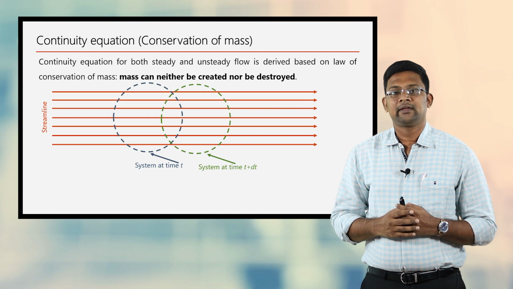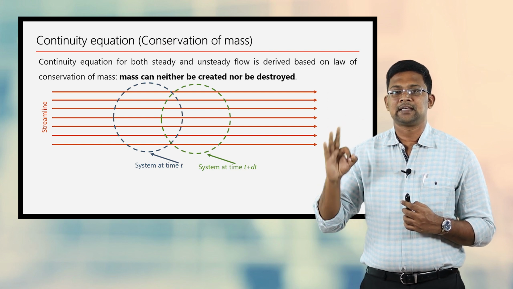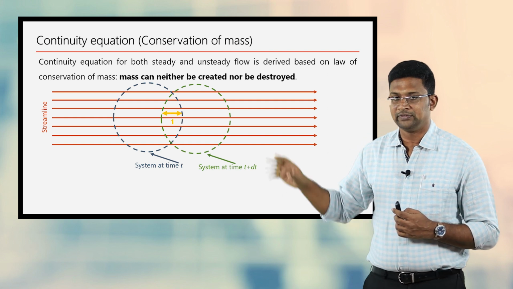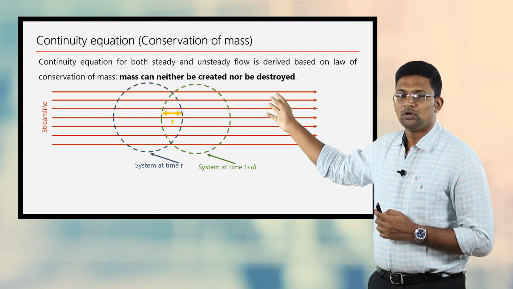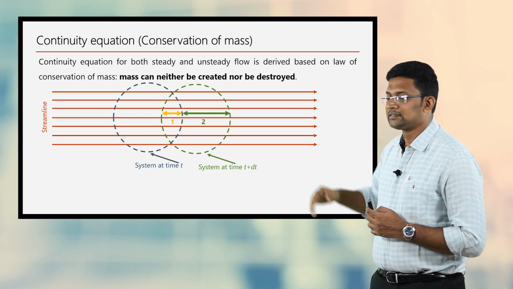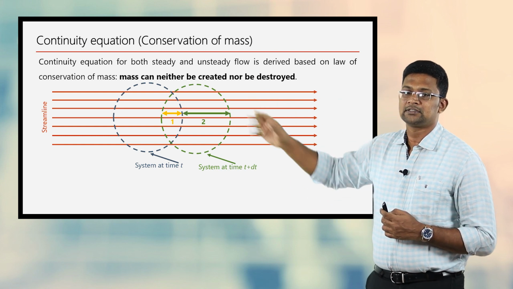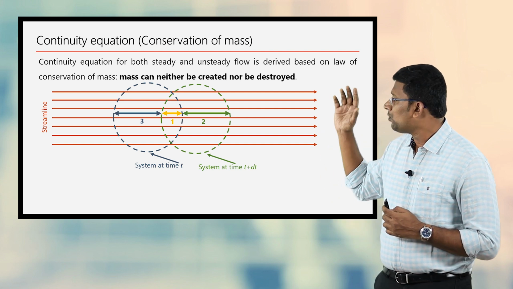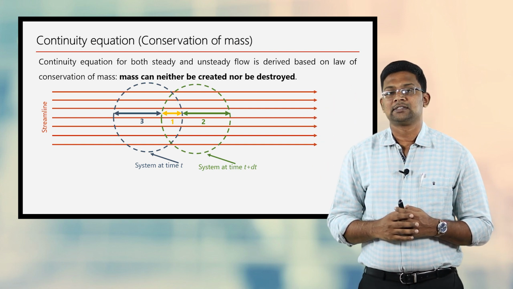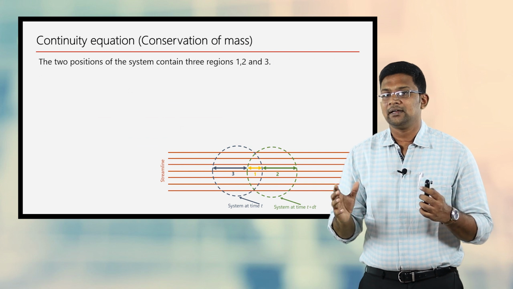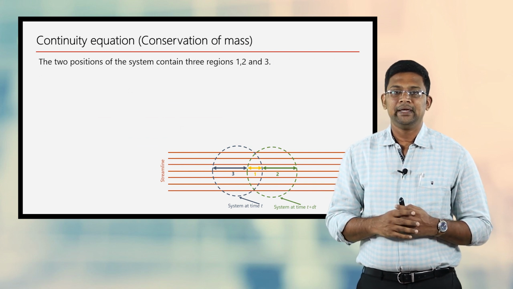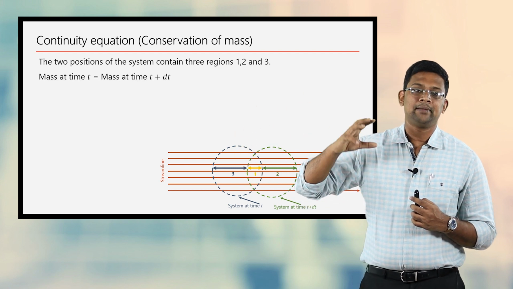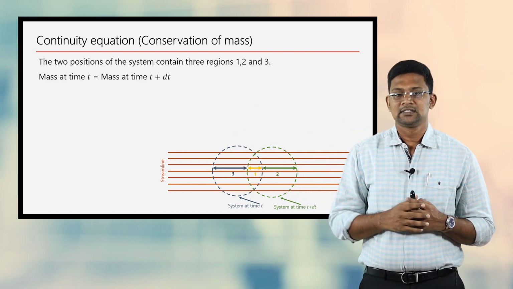Now in this figure we can clearly mark 3 separate regions. Region 1, which happens to be the intersection of these 2 circles. Region 2, which lies entirely in the green circle, and region 3, which lies entirely in the blue circle. Now, as per the conservation of mass, as I told before, mass can neither be created nor be destroyed. Therefore, mass at time t and mass at time t plus dt will be the same.